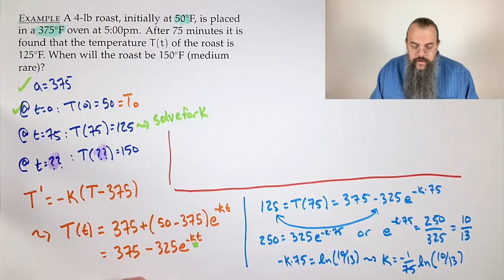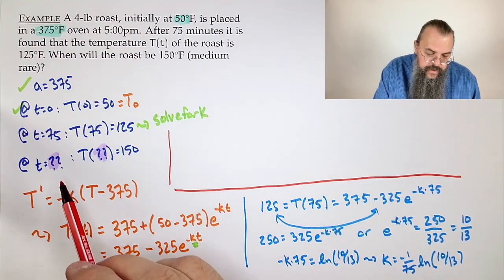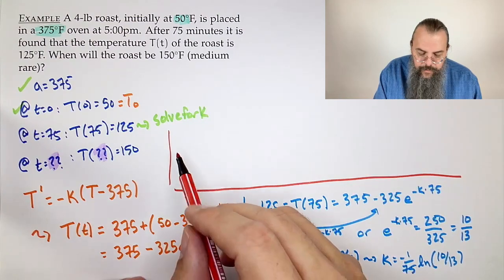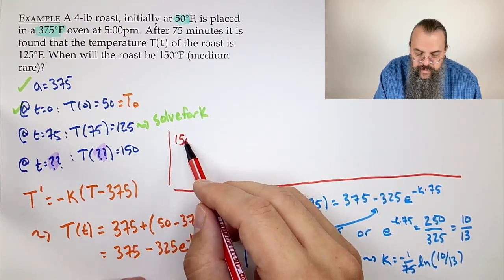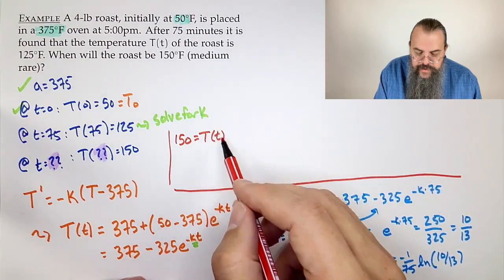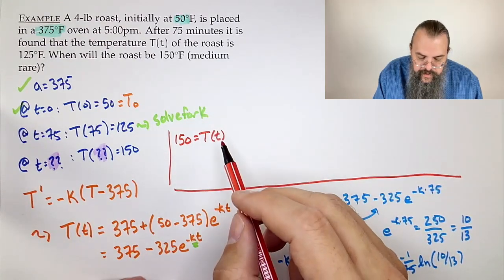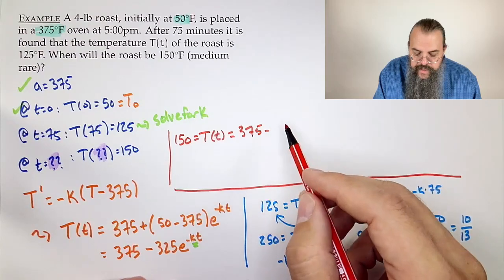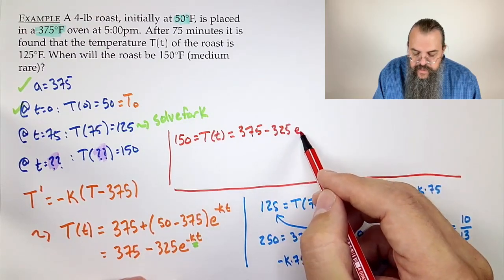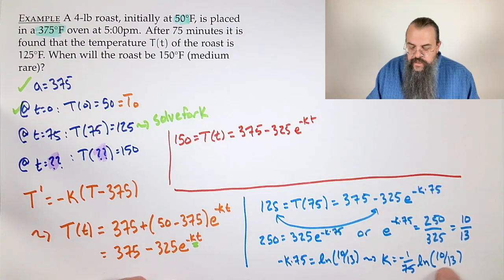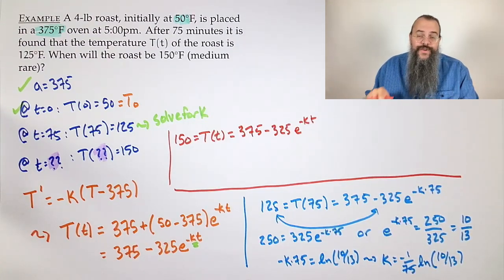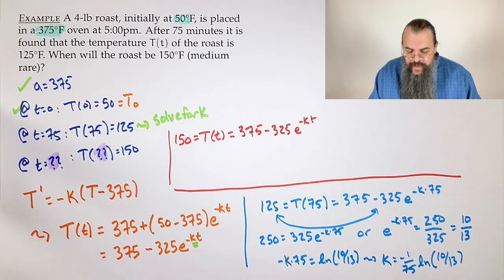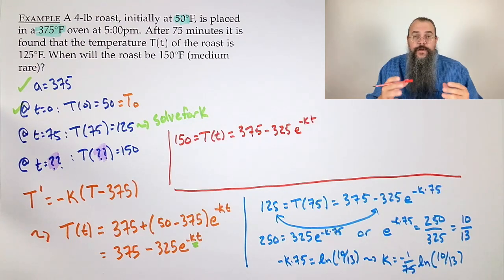All right, so we say, okay, great. We'll leave it as t instead of question mark, question mark. But we'll say, okay, we want 150 to be our temperature at time t. So we're solving for this time, and that's got to be equal to 375 minus 325 e to the minus kt. And I do know that k has this expression here. Because this is long to write, I'll just leave it as k for the time being.